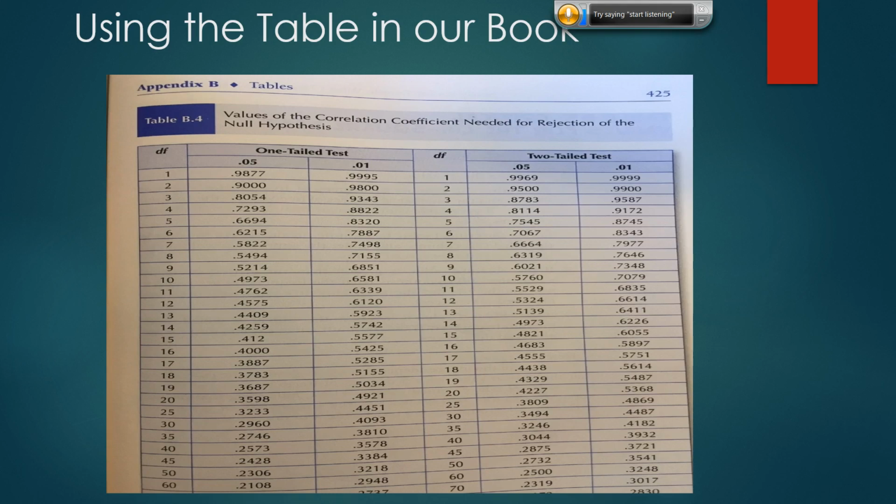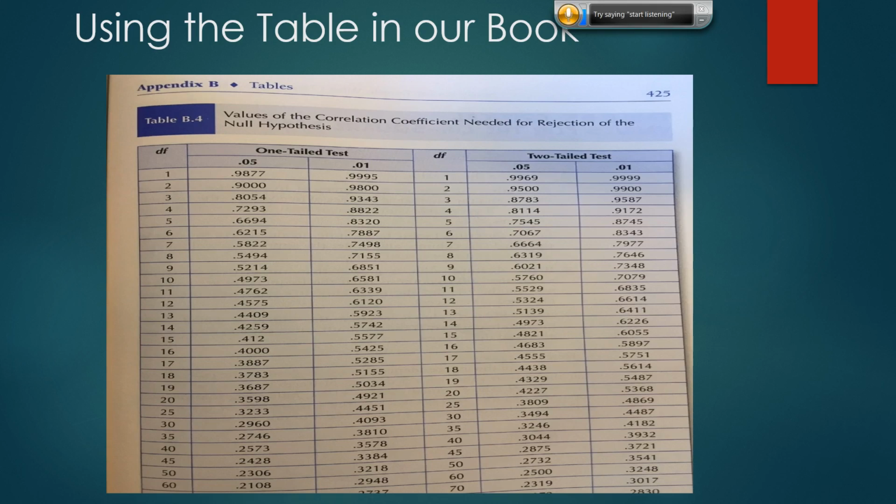There are 3 other pieces of information that we're bringing over. One is whether we're running a one-tail or a two-tail test. Let's assume that we only think there's going to be a positive correlation, so we're going to run a one-tail test. That eliminates the right side of that page entirely. You don't even need to worry about it. Now, the next thing we have to worry about is whether we're going to have a p-value threshold of 0.05 or 0.01.